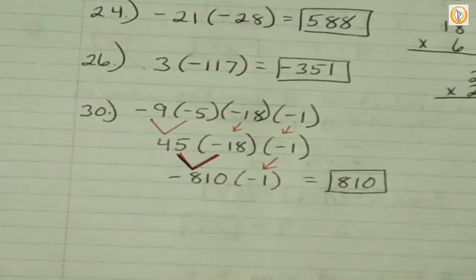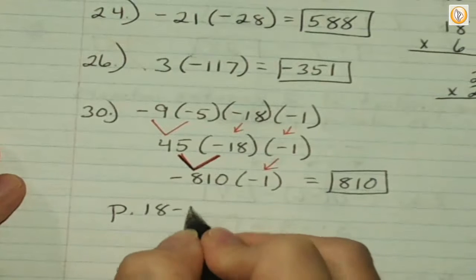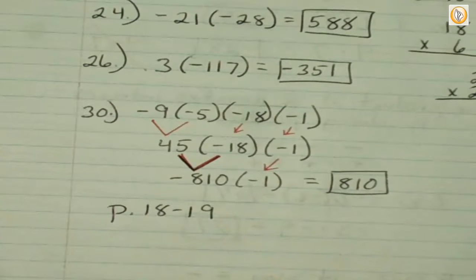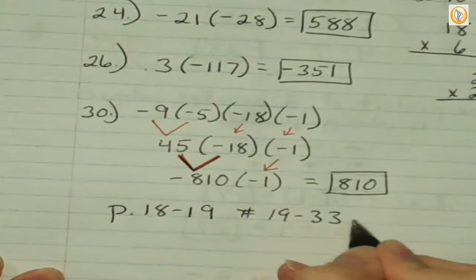Y'all are like, great. Okay, so here's what we're going to do. I don't think I need to do any more examples. I think you guys got this. So I'm going to write on here, when we come back after lunch, you're going to do page 18, 19, numbers 19 through 33 odd.